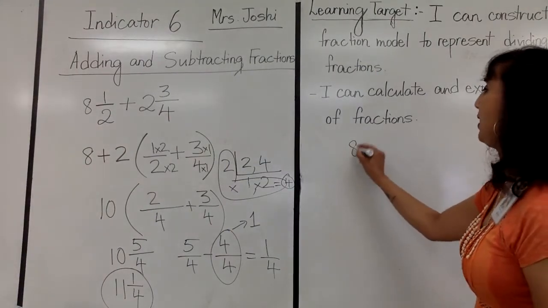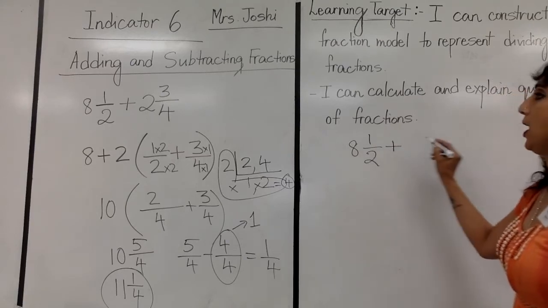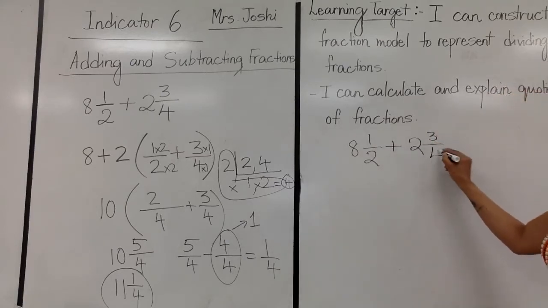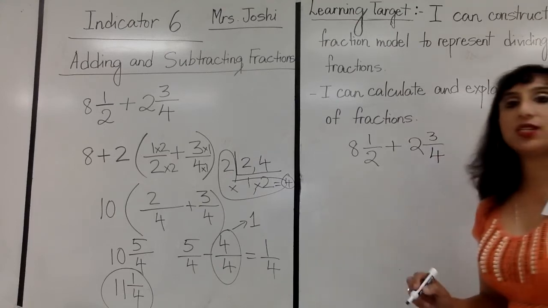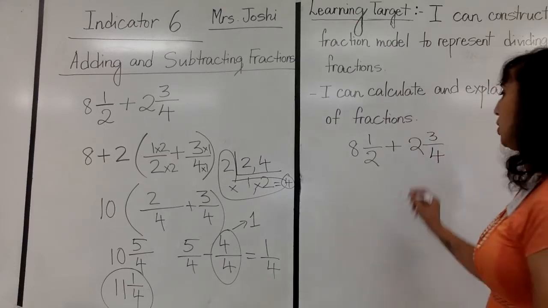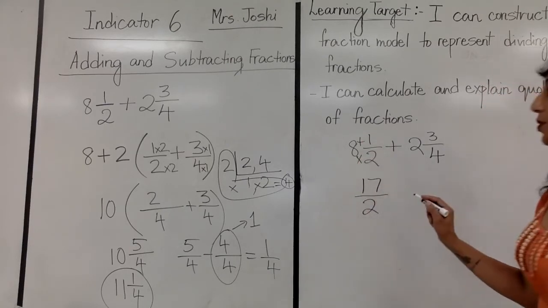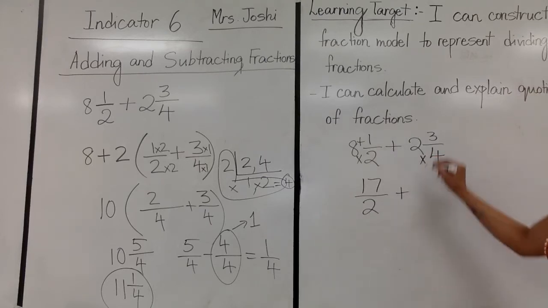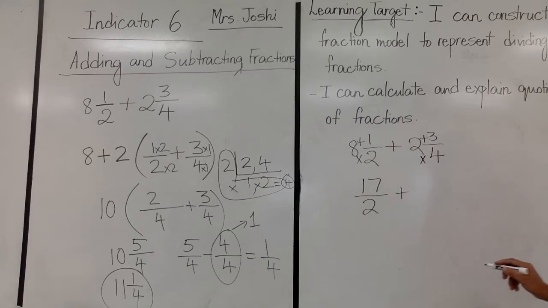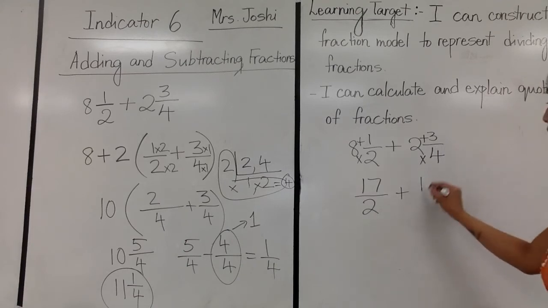You can also do it this way. 8 and 1/2 plus 2 and 3/4. So I can convert this to an improper fraction and then solve it. So 8 times 2 is 16 plus 1 is 17/2 plus 2 times 4 is 8 plus 3 gives me 11/4. Okay, so when I have this, now all I can do is I'm going to go ahead and add this up.